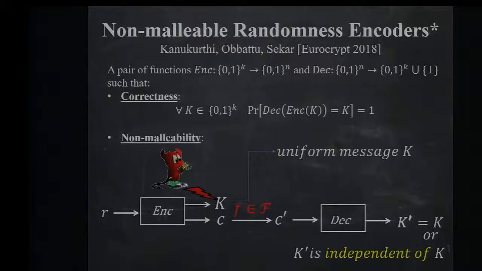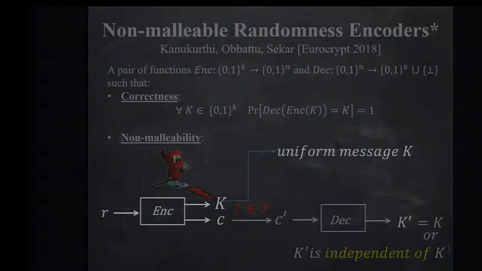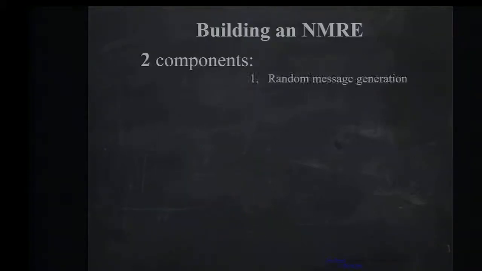Okay, so let's try and recall what a NMRE is. As I said, there's an encoder which has to output two things. One, it has to output a random message, and two, it has to output a code word. Right? So that's the two components of an NMRE.